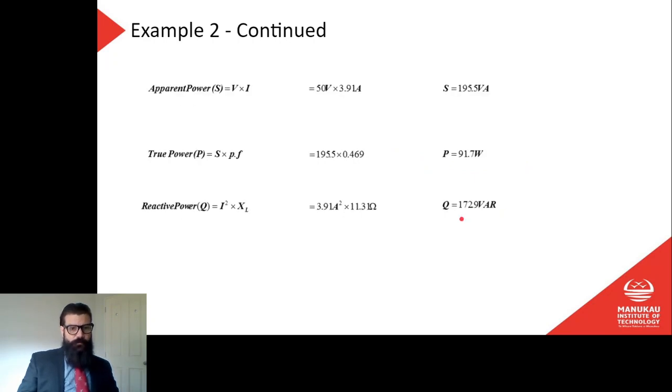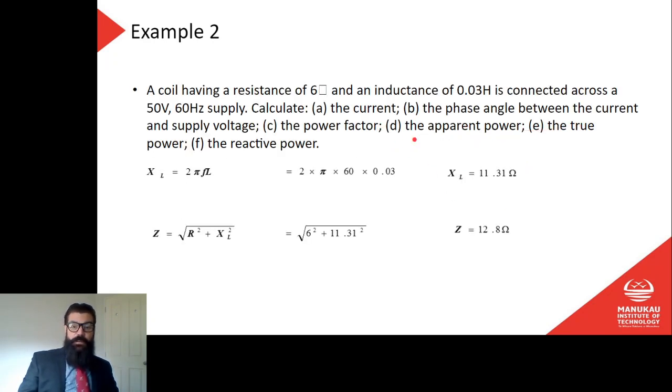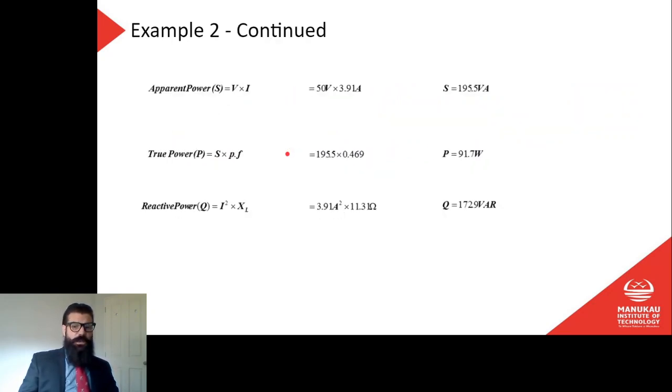Okay, next question was now we've got to find the apparent power, true power and reactive power. That should be easy because we've worked out every other variable in the circuit and there should be heaps of different ways that we can do this. So apparent power, volts times amps first. So that's easy, right? Apparent power is the same as total power, so total voltage multiplied by total current gives me 50 times 3.91. It's 195.5. True power, we've got S times power factor.